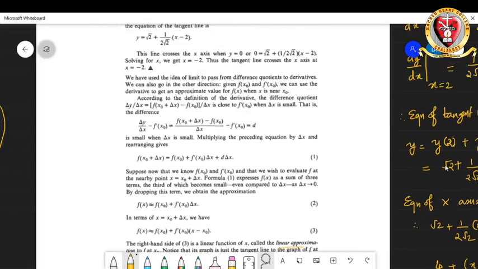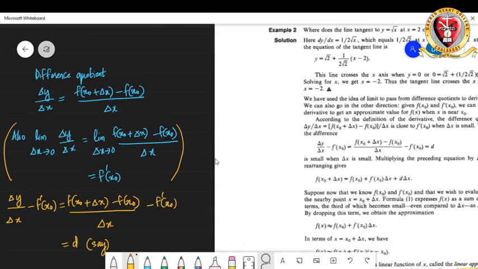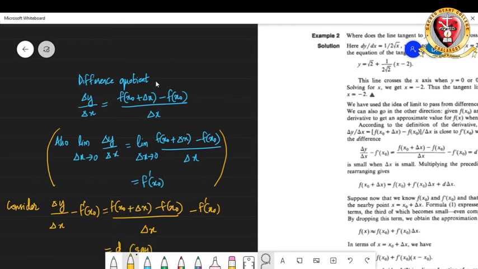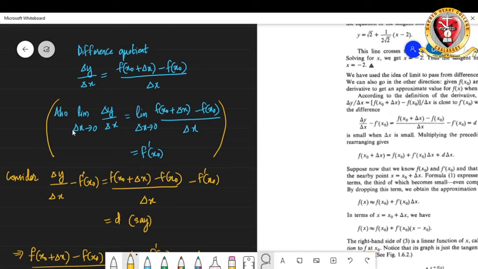Okay, so the next one is linear approximation. For that, we know that the difference quotient delta y by delta x is equal to f of x naught plus delta x minus f of x naught divided by delta x. Also we know that the limit as delta x tends to 0 of delta y by delta x is equal to the limit as delta x tends to 0 of the term sitting here, which is denoted as f dash of x naught. We know all these things.